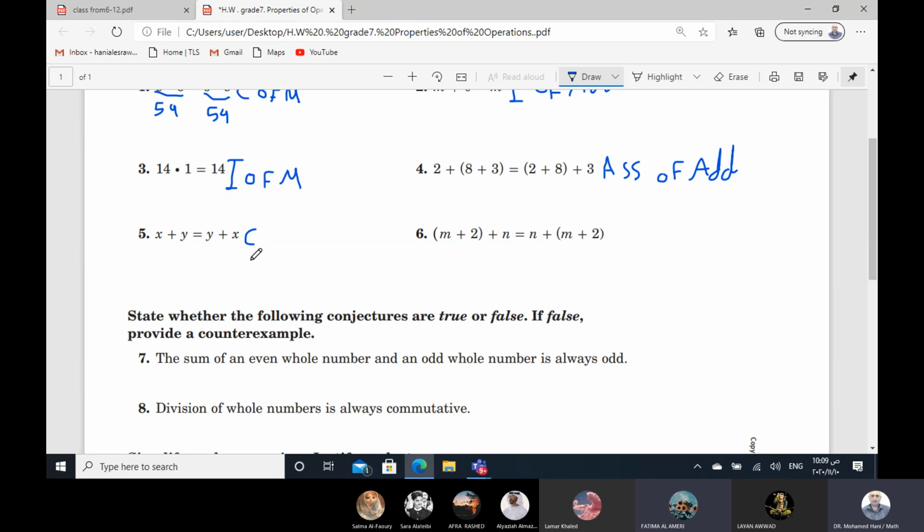Commutative. Great. This is commutative of addition. Number 6, we have between parentheses m plus 2 plus n. Then we have m plus between parentheses m plus 2. What is the name of this property? Associative. Associative of addition.